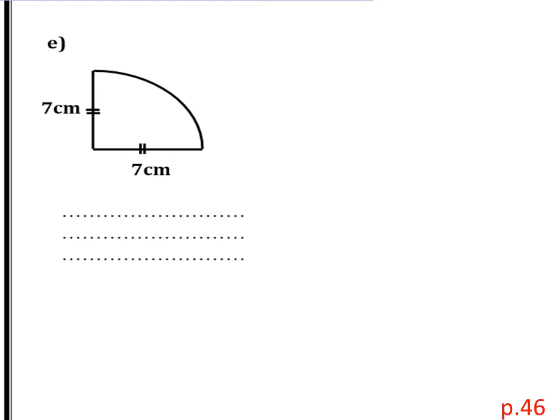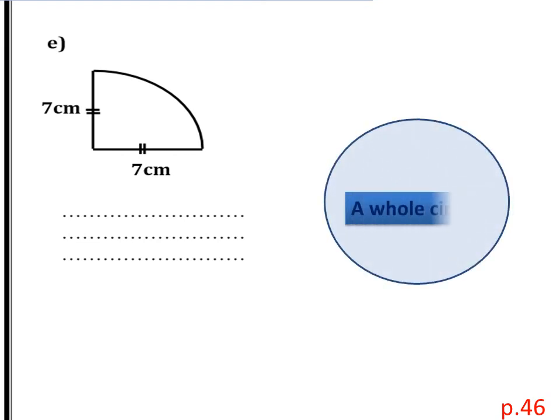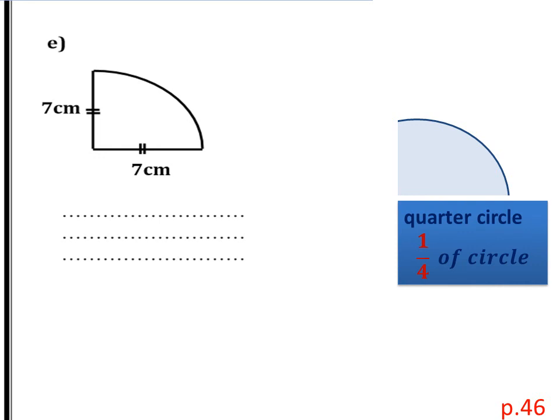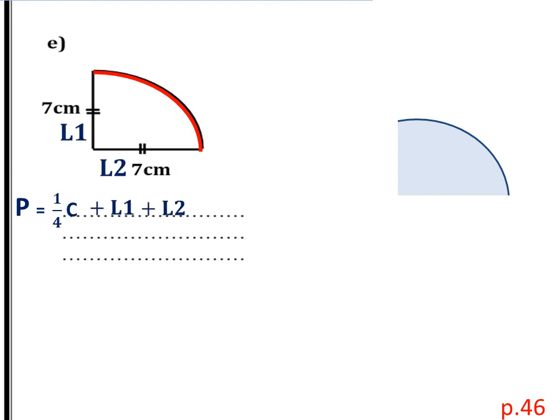Here we have this shape. Here we have a whole circle. When we cut it into two parts, it will be a half circle. If I want to cut it into another two parts, it will be a quarter circle, or 1/4 of a circle, 1/4 times the circle. So now this line is a quarter of the circle. So here we have a quarter circle, not half of a circle. So the perimeter will be 1/4 of a circle plus line 1 plus line 2, like this.